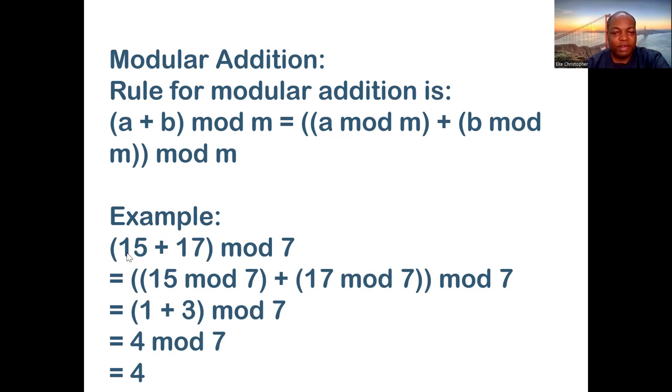All right, so for example, we have (15 plus 17) mod 7. 15 becomes our a and 17 becomes our b, and then m becomes our 7. So we have (15 mod 7 plus 17 mod 7) mod 7, which is equal to 15 mod 7.